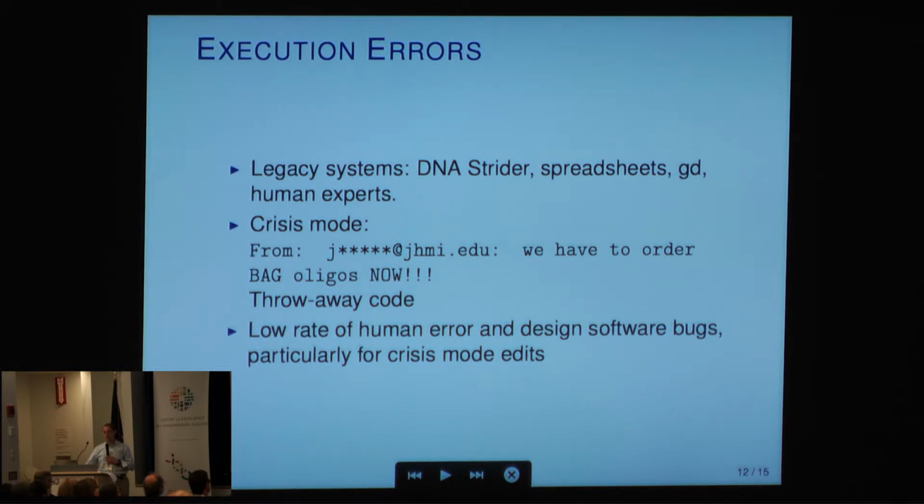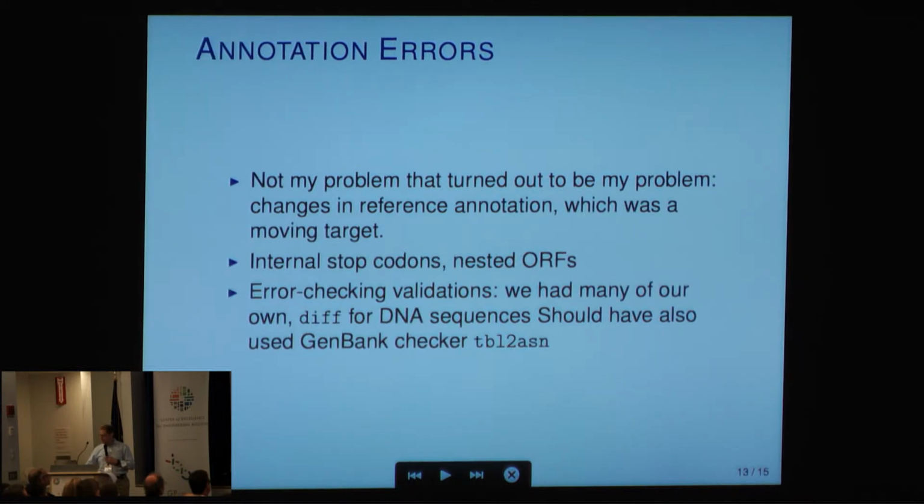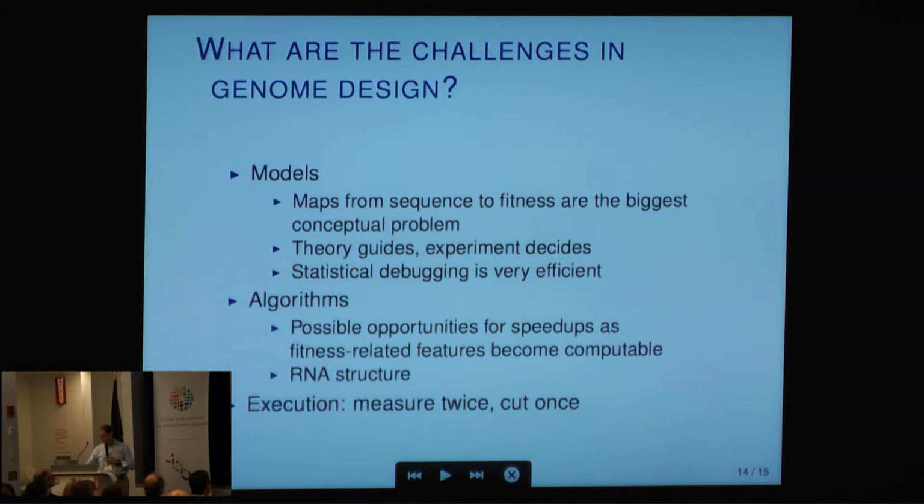Execution errors, mostly those emails from someone saying we have to order bag oligos now. But it's really amazing to me how few errors things like that caused. Annotation errors: here's something else we learned. GenBank changed their validation script for the yeast genome sequence, and there are things in the reference sequence annotation that GenBank no longer accepts that we had to go back and fix.